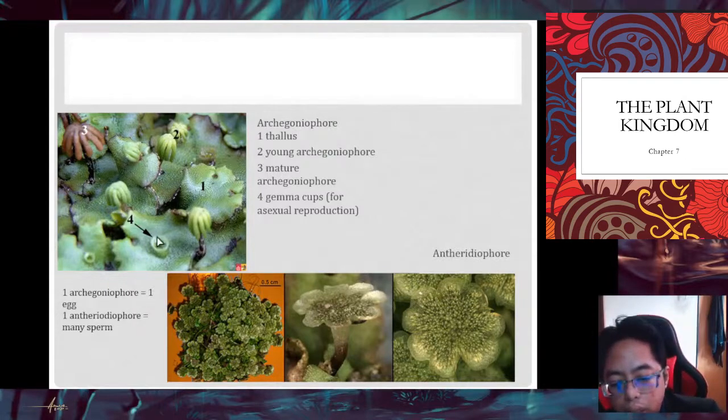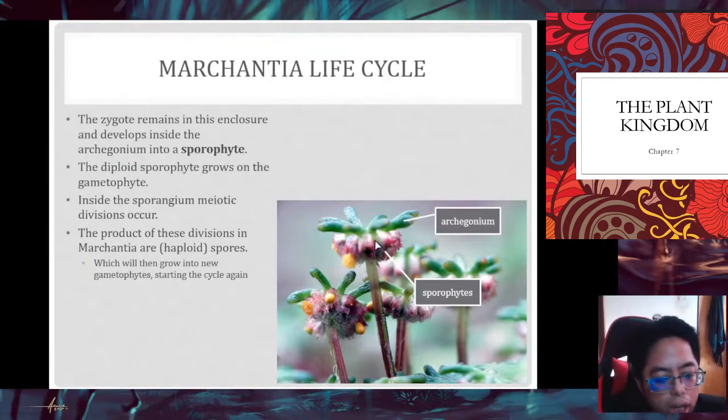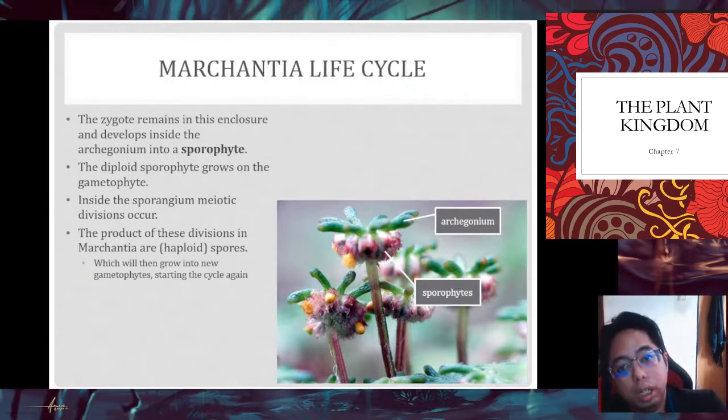Okay, so what are these cup-like things? These are called gemma cups. This is for asexual reproduction. Okay, so as you can see here, these are all of the archegonia that have been fertilized. So when the sperm is able to swim all the way up and meet the egg, now it becomes a zygote. So it means that both of these cells have met together. They are complete now. They will create a lot of spores, sporophytes. Okay, so what will be created is the Marchantia haploid spores, and then when they grow up, they will form another gametophyte, starting the cycle again.